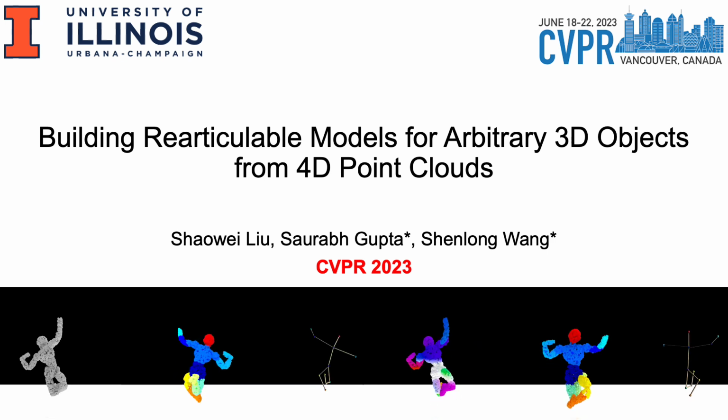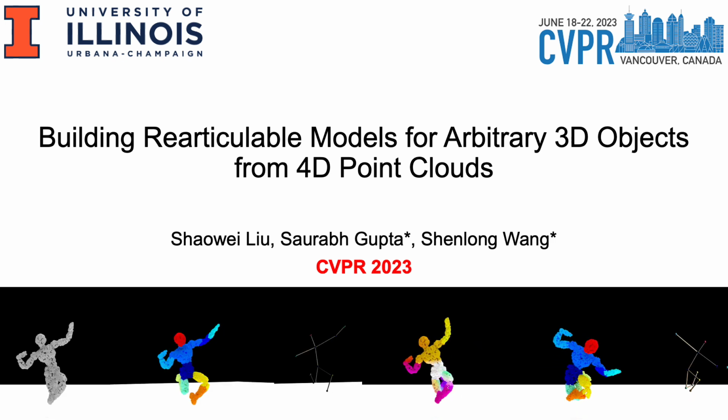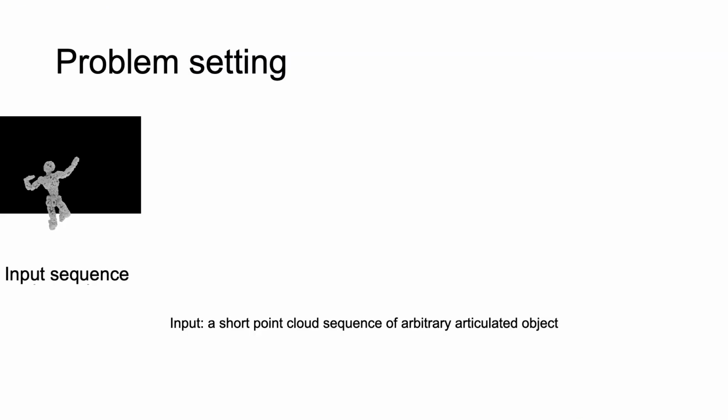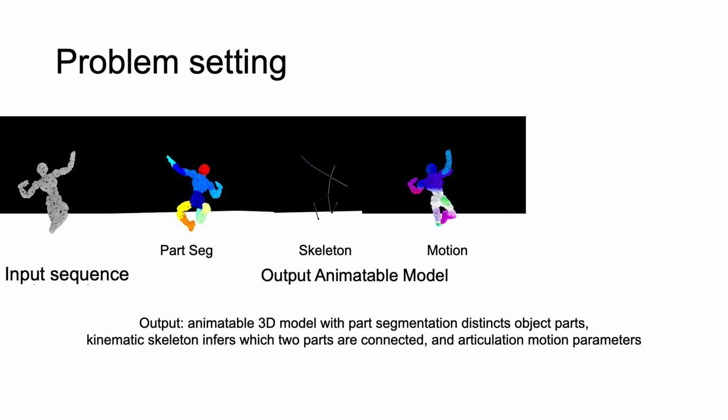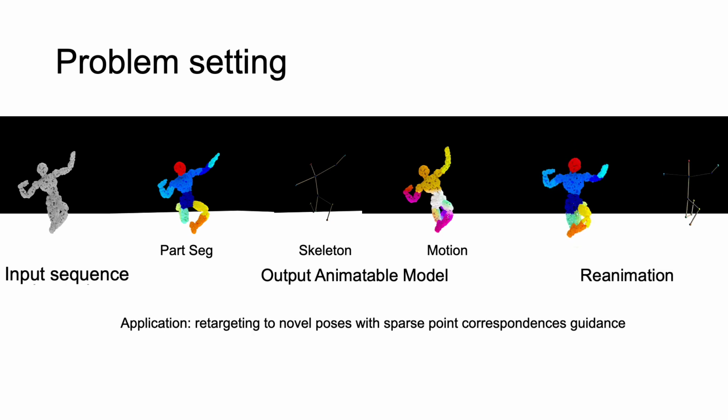In this video, we present building rearticulable models for arbitrary 3D objects from 4D point clouds. Given a short point cloud sequence of arbitrary articulated objects, the goal is to output an animatable 3D model by discovering distinct object parts, inferring which parts are connected, and the joint properties between each connected part pair.